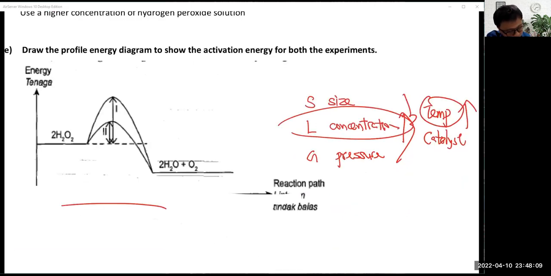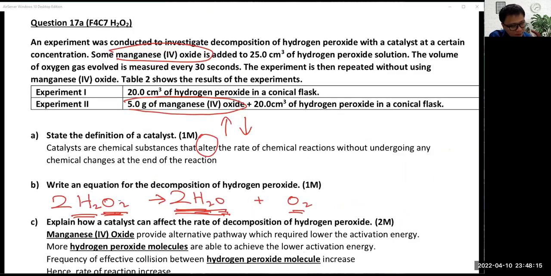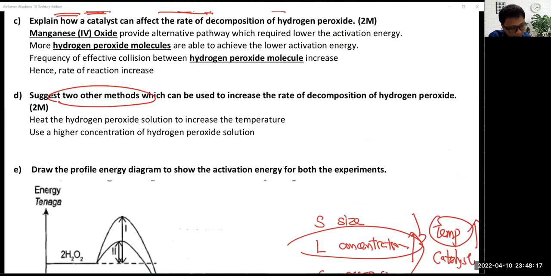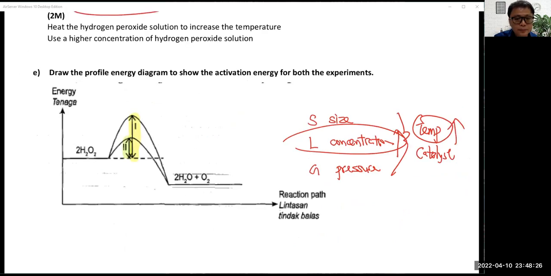As I told you before, they always ask you to draw the energy profile diagram. This is what you should be able to draw. You must show that number one is without catalyst. You can see number one without catalyst, you need higher activation energy. Then number two, you need a smaller activation energy. So this is the graph you have to show.